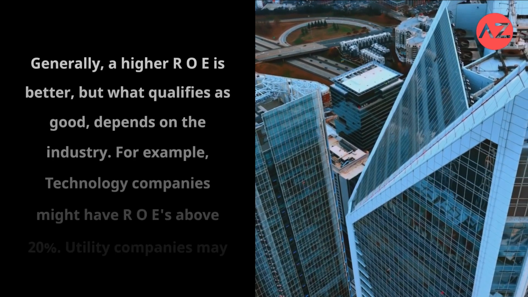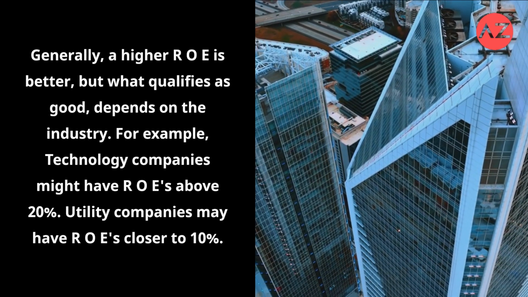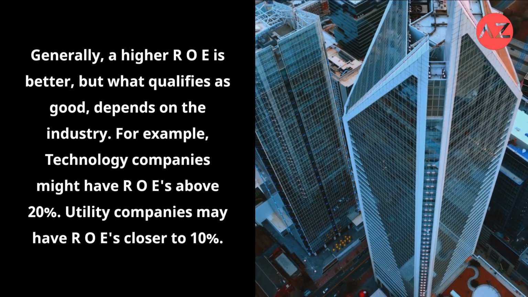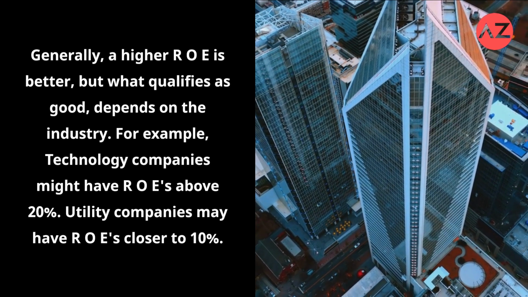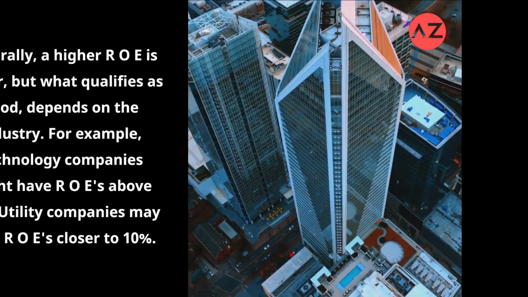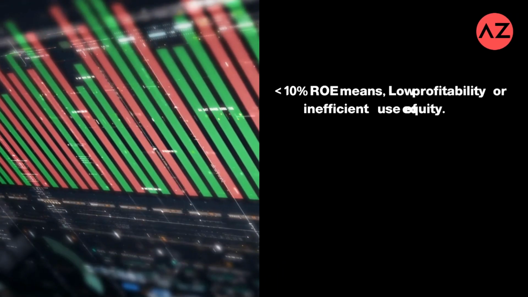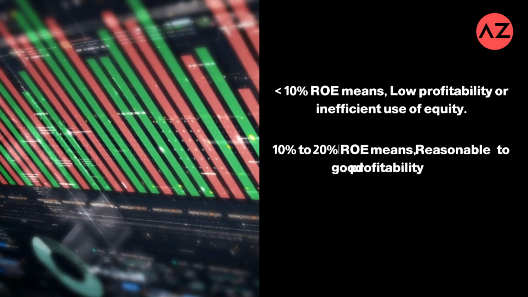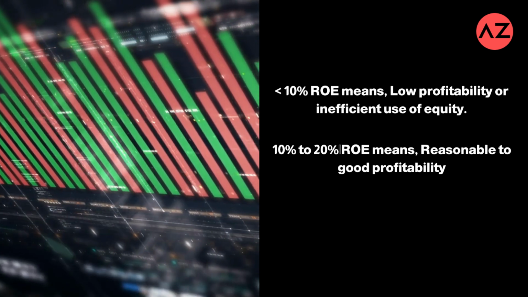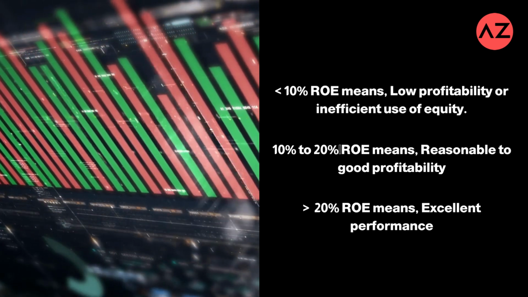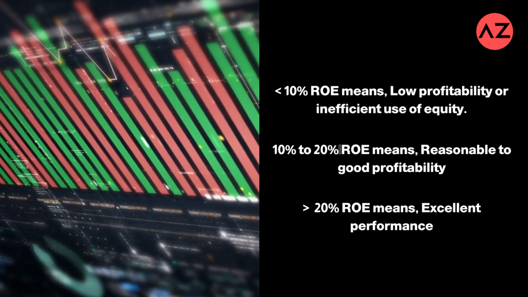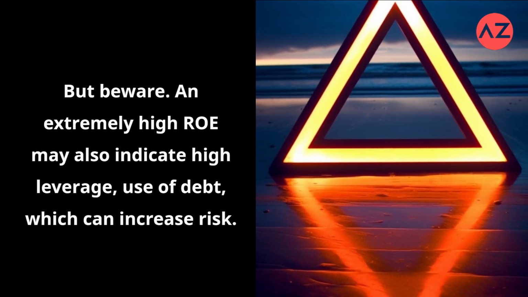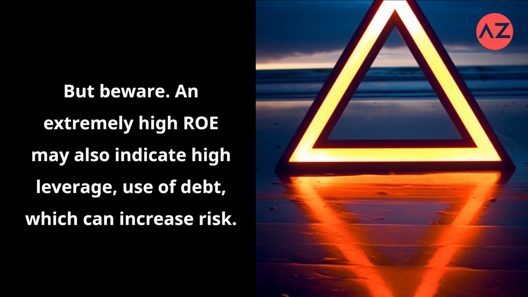Generally, a higher ROE is better, but what qualifies as good depends on the industry. For example, technology companies might have ROEs above 20%. Utility companies may have ROEs closer to 10%. Here's a quick breakdown. Less than 10% ROE means low profitability or inefficient use of equity. 10% to 20% ROE means reasonable to good profitability, and greater than 20% ROE means excellent performance, if not driven by excessive debt. But beware, an extremely high ROE may also indicate high leverage, use of debt, which can increase risk.